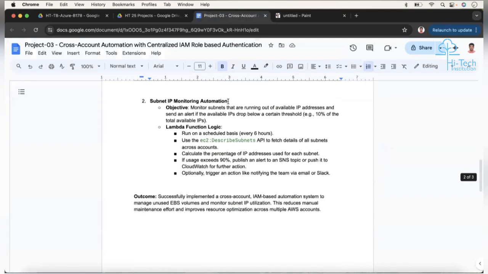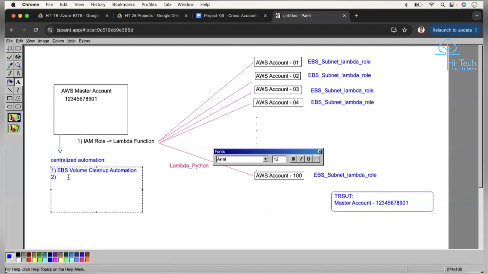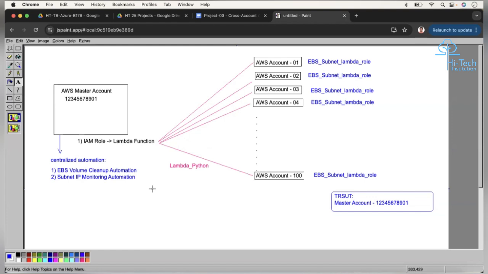This is for Rahul's. Rahul asked, right? Hey, Hari, show me some live resource perspective also. Yeah, for him. So today, live projects. From the live project, what are the exact automation we are going to take? And as I said already, EBS volume cleanup automation.